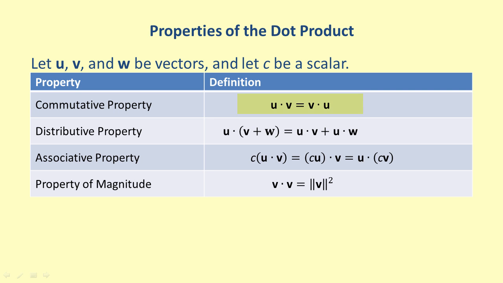The commutative property tells us that the order of the vectors in a dot product does not matter. That is, u dot v is equal to v dot u. Because the dot product is the sum of the products of the corresponding elements in the two vectors, this follows from the fact that multiplication is commutative.